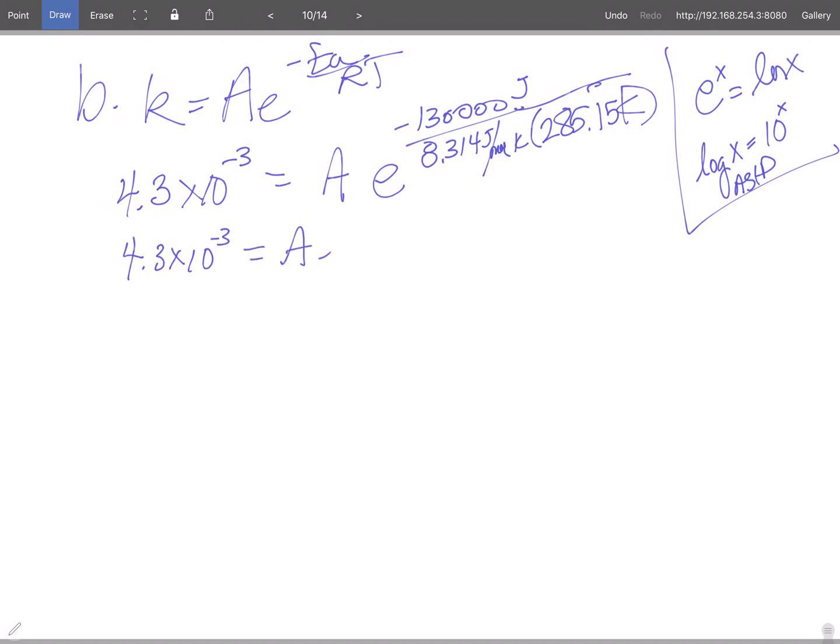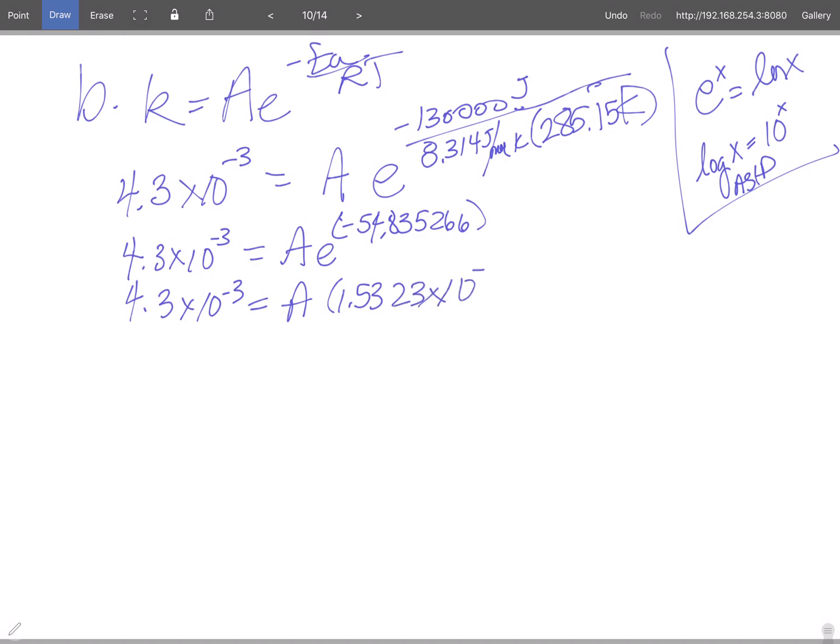So e to the negative 54.835266. Now, it is critical that you keep the negative. Don't drop it, because it'll get you in trouble if you do. So 4.3 times 10 to the negative 3 is equal to a to the 1.5323 times 10 to the negative 24th.